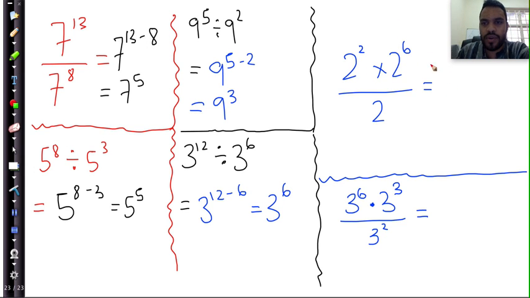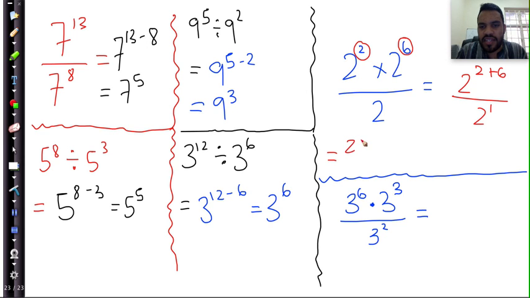Whoa, what do we do over here? Well, let's simplify that. Let's deal with the top first. Well, that's going to be 2 to the power of 2 plus 6. Remember, you don't multiply the exponents. You're multiplying things with the same base. All you need to do is just add the exponents. It's going to be 2 plus 6. And then at the bottom, it's just 2 to the power of 1. Well, that simplifies to the following. 2 to the power of 8 divided by 2 to the 1, which is 2 to the 8 minus 1, which is just 2 to the power of 7.